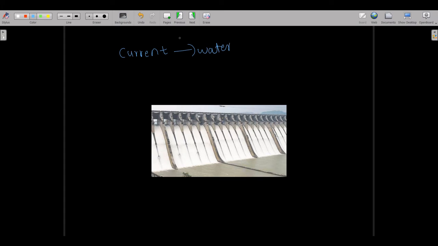Why? Because water also moves from higher potential. See, consider this is a dam. This particular point is at higher potential. And this particular point is the lower potential. And water flows in this direction. Water is flowing in this direction. Water will never ever flow in this direction.